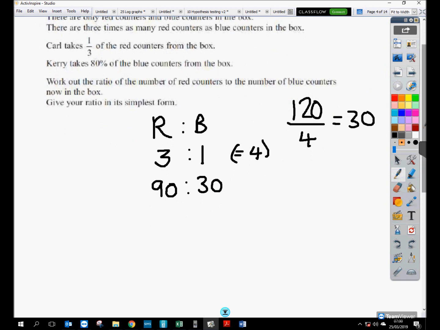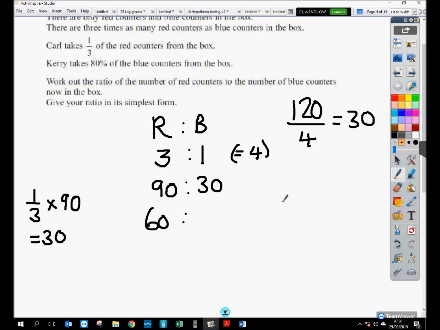Carl takes 1/3 of the red counters from the box. So Carl takes 1/3 of 90. If you type that into the calculator, Carl will remove 30 from the box. So now there are 60 left in the box.